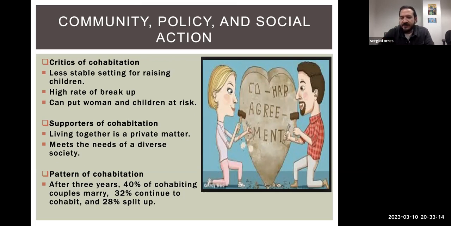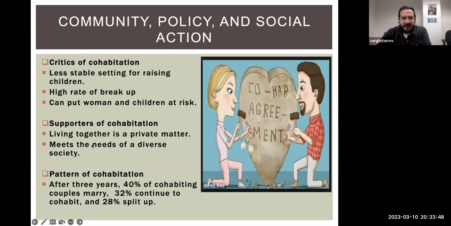And supporters of cohabitation will argue that it's really nobody else's business when it comes down to it. I'm not hurting myself. I'm not hurting anybody else. So it shouldn't be the concern of the government. This is an agreement between two consenting adults, and that should be enough. There shouldn't be any other intrusion or requirement as far as what the behavior should be or whether it should be allowed. No, it's two adults, up to them.